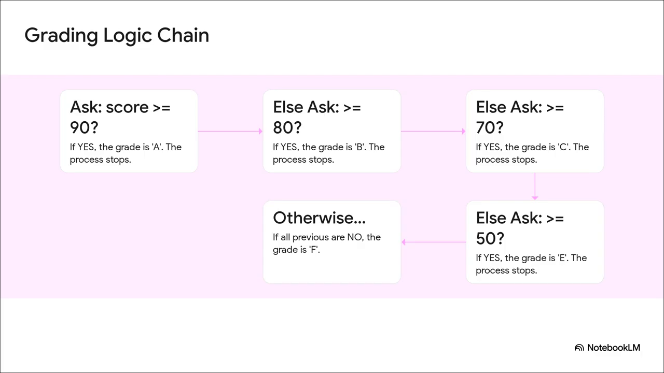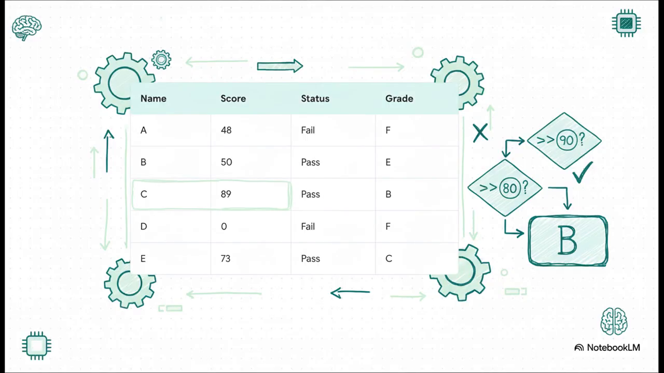So first it asks, is the score 90 or above? If yes, great, it's an A and we're done. If the answer is no, it just moves to the next question. Is it 80 or above? If yes, it's a B. It keeps going down this ladder until one of the conditions is true. And if it gets all the way to the bottom and every answer was no, then it just defaults to an F.